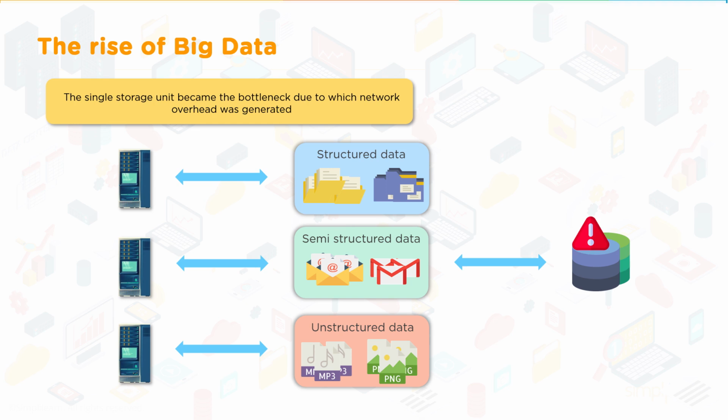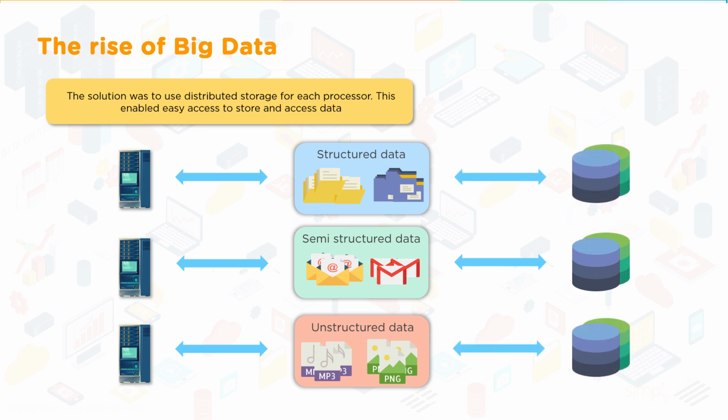The single storage unit became the bottleneck, due to which network overhead was generated. So now you have your network coming in, and each one of these servers has to wait before it can grab the data from the single storage unit. Maybe you have a SQL server there with a nice setup or a file system going. The solution was to use distributed storage for each processor. This enabled easy access to storage and access to data. So this makes a lot of sense.